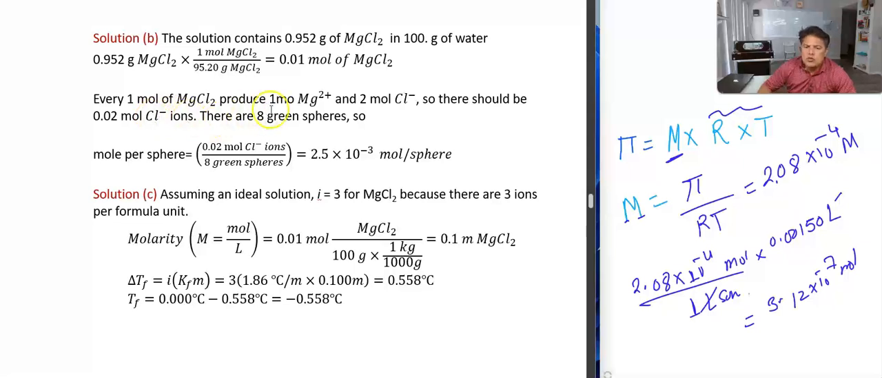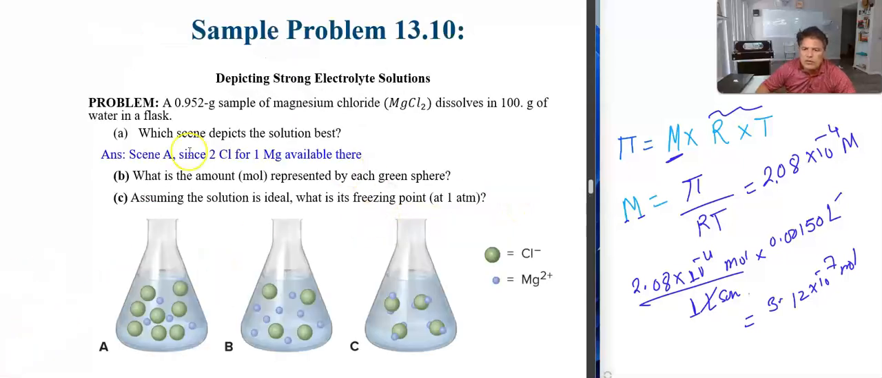Every 1 mole of MgCl2 produces 2 mole of chlorine, right? MgCl2 has 2 chlorines. That's why you can see it here. So mole per sphere is equal to 2.5 times 10 to the power minus 3 mole per sphere. So there are 8 green spheres. Every 1 mole of this gives 2 mole, so there will be 0.2 mole of chlorine. Okay. So if you see solution C, assume an ideal solution, i equals 3 for MgCl2 because there are 3 ions per formula unit, right? So you see, right? Which scene depicts the solution best?